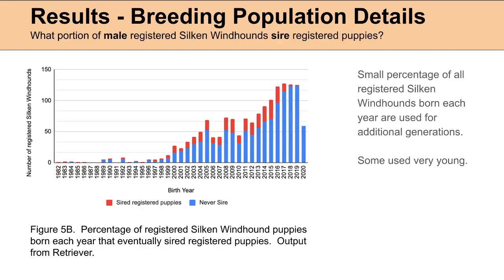This is breaking down the previous chart into just the male population. So if you look at males, again, blue are male puppies born in that year that never sired puppies in their life so far, and red are those that did. And we can see that there are some dogs in 2018 and 2019 that are siring puppies, and these are pretty young.